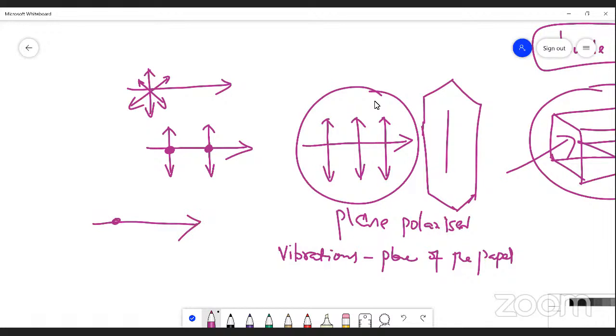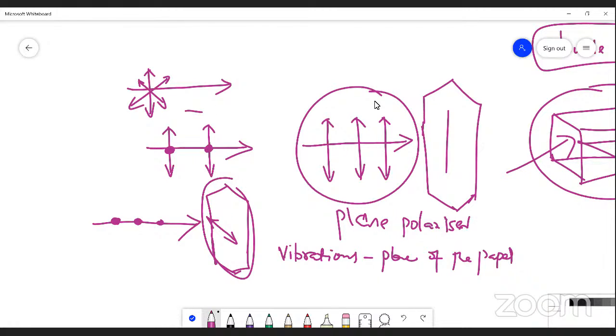This dot indicates perpendicular. Consider this as one plane, I mean a polaroid or analyzer. These vibrations are perpendicular to the plane of the paper, which means this dot indicates perpendicular to the plane of the paper. This vibration is perpendicular to the plane of the paper.